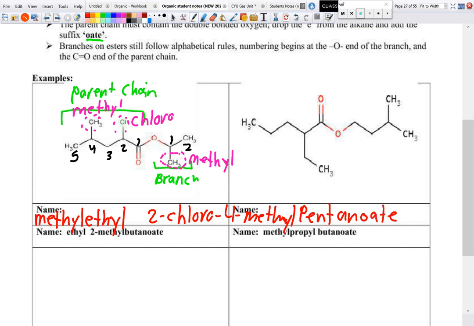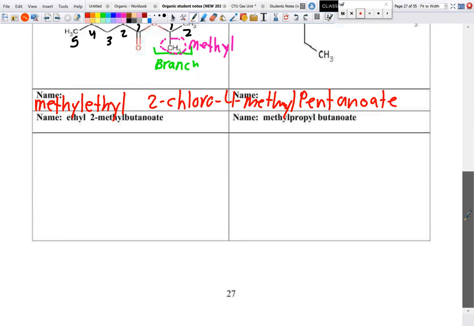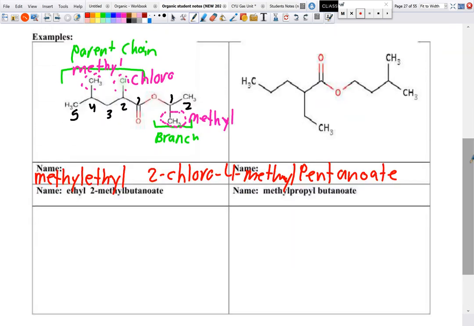So here's our name. We got methyl ethyl 2-chloro-4-methyl pentanoate. I know, it's kind of long, but that's where we get into that naming system now. I did create another longer one for you, but when we get down to our examples of drawing them out, these are more on the level that you're expected to draw, like just ethyl 2-methylbutanoate, and then you got methyl propylbutanoate.